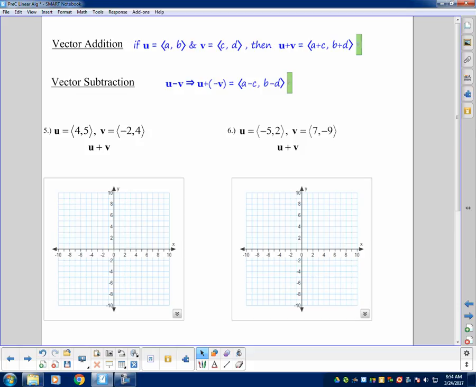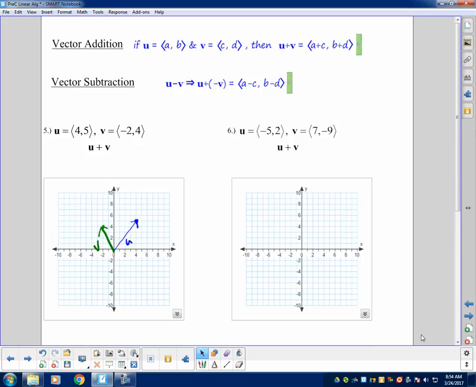All right, so I'm going to graph vector U here in blue. So we have (4, 5). So 4 over, 5 up. So use one color. 4 over, 5 up, and then draw your arrow. That's vector U. I'm going to use a different color for vector V. So (-2, 4) is vector V.